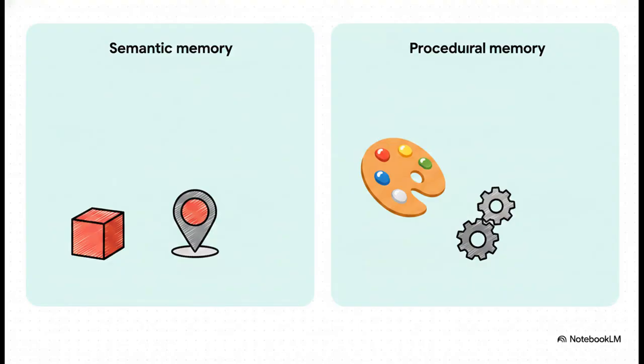To make an AI genuinely intelligent, we have to separate two vastly different types of memory. First, you've got semantic or explicit memory. This is your hard, concrete data. Think direct facts, a user's name, their job title, or specific locations. It's totally declarative. But then you have procedural or implicit memory, and this is where the magic really happens.